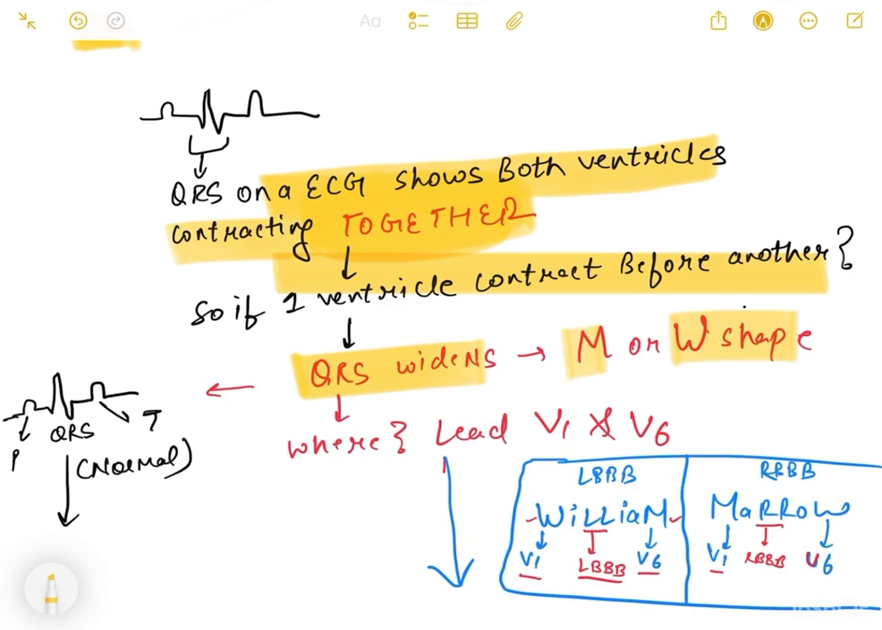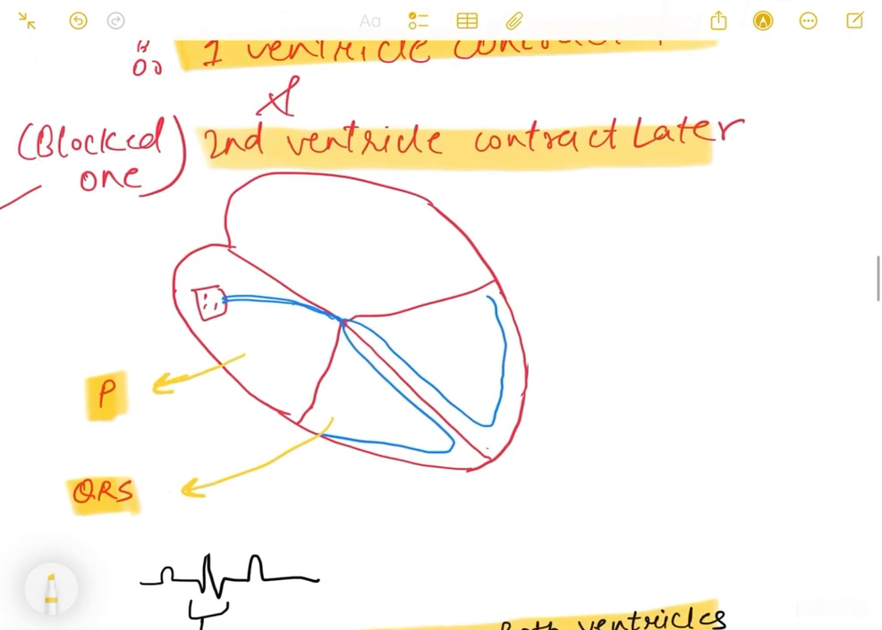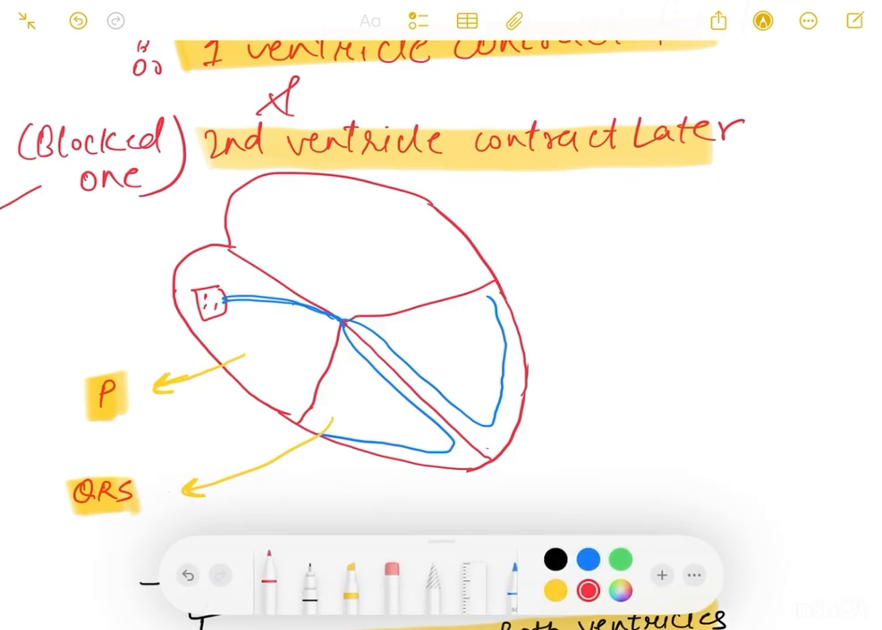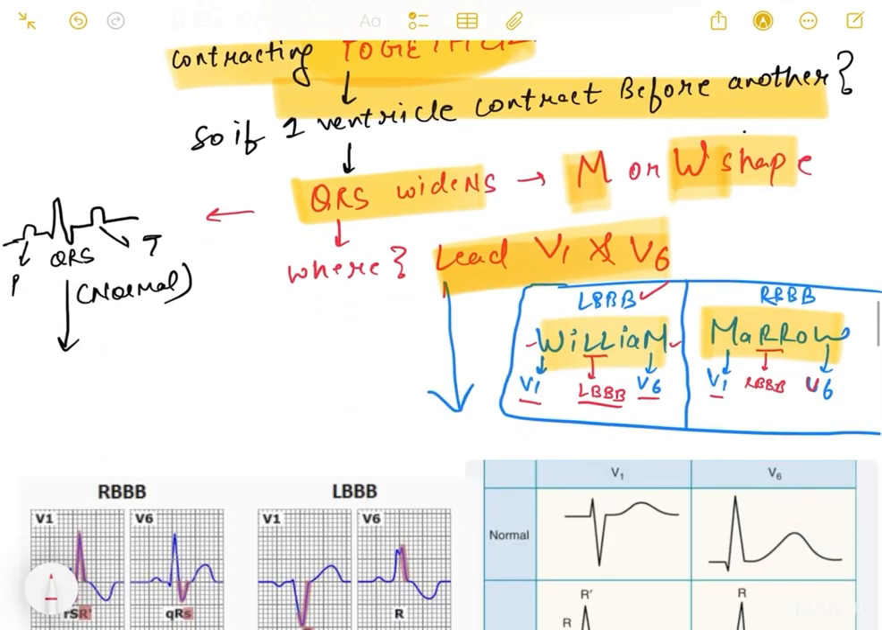And where? In just V1 and V6. So this is the trick for today: William Marrow. As you can see, this is the left bundle, and this is the right wire. If the left bundle gets blocked, it is called left bundle branch block. In lead V1, the QRS complex will appear like a W, and in lead V6, the QRS complex will appear like an M. Through this, W-M for left, you can remember that this is for left bundle branch block.